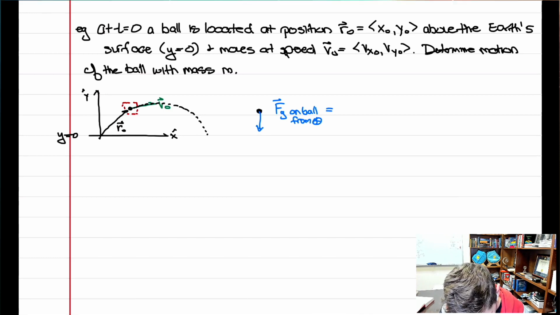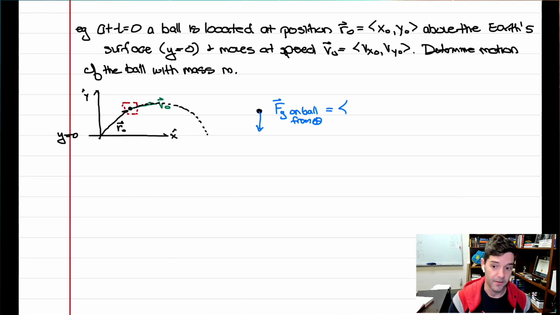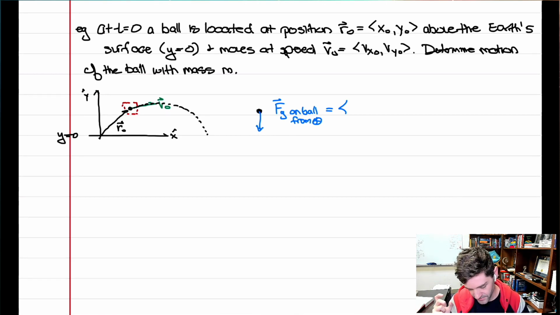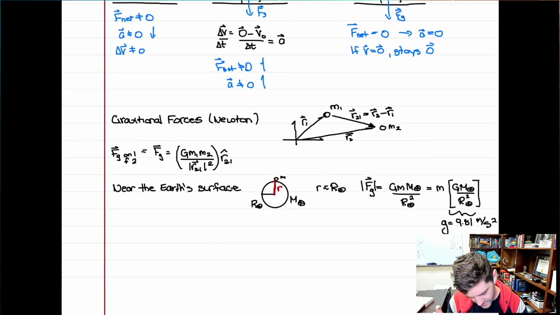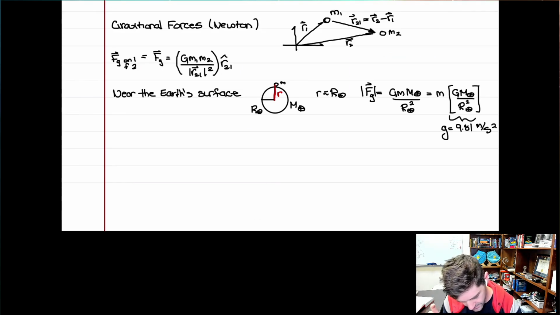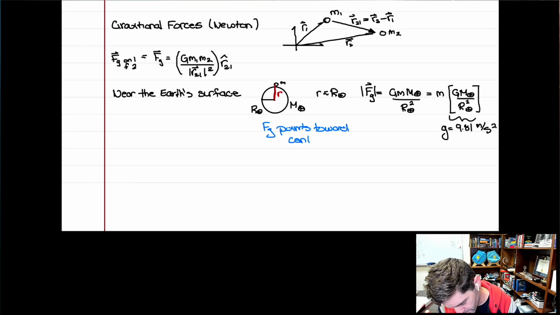And given what I wrote on the previous page, I can now say something about what that force looks like as a vector, to give it some directionality and give it some magnitude. Given the drawing on the previous page, which has said this explicitly, let me just go back to it real quick. Given this drawing on the page, when you're near the surface of the Earth, Fg on the object points towards the center of the Earth.